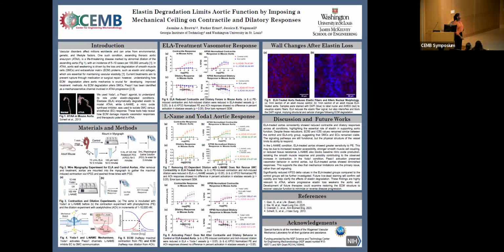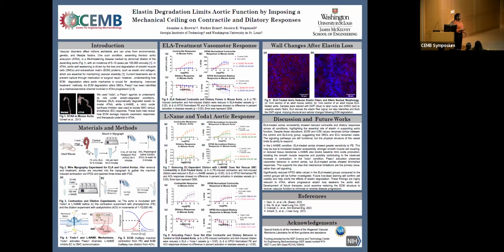Just for some background in this research area, vascular disorders affect millions of people worldwide, and they can be caused by several things like genetic factors, lifestyle changes, and also environmental factors. One such condition is ascending thoracic aortic aneurysm, also known as ATAA, and this is characterized by an abnormal dilation or ballooning of the ascending aorta. As we can see in this image, this is a normal mouse ascending aorta versus ATAA. We can see the abnormal dilation and increased diameter of the ascending aorta.